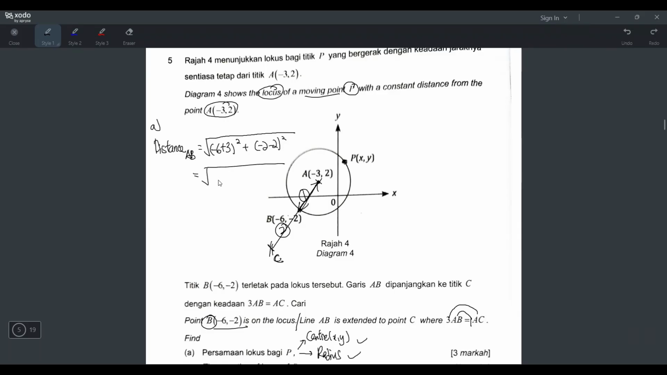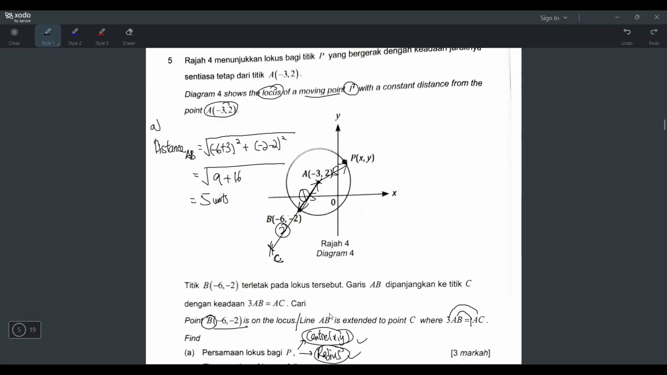All right. Negative 6 plus 3 is negative 3, squared is 9. Negative 2 minus 2 is negative 4, squared is 16. So you end up with square root of 25, which is 5 units. That means the distance of AB is 5, and it also means that the distance of AP is also 5, because radii are always the same length. They are both radius. Now we have our radius and we have our center.